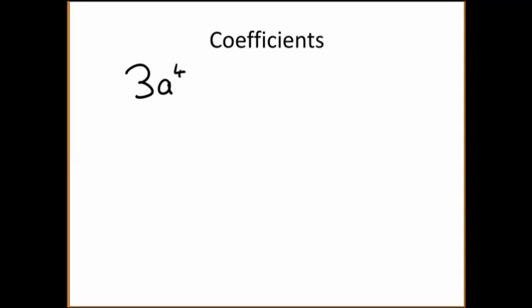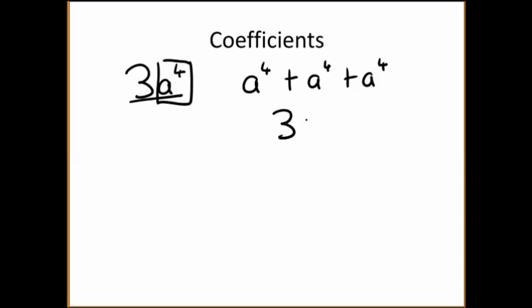Look at the example here, 3a to the power of 4. Well, what does this 3 tell us? It tells us that there are 3 a to the power of 4's. So it could be written as a to the power of 4 plus a to the power of 4 plus a to the power of 4. There's 3 times a to the power of 4, or 3 multiplied by a to the power of 4. This number here, 3, is known as the coefficient of a to the power of 4.